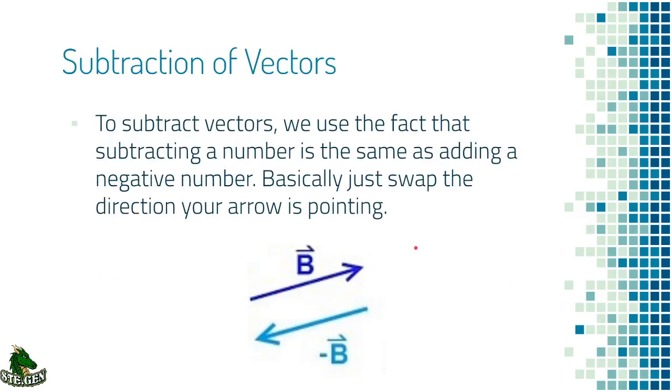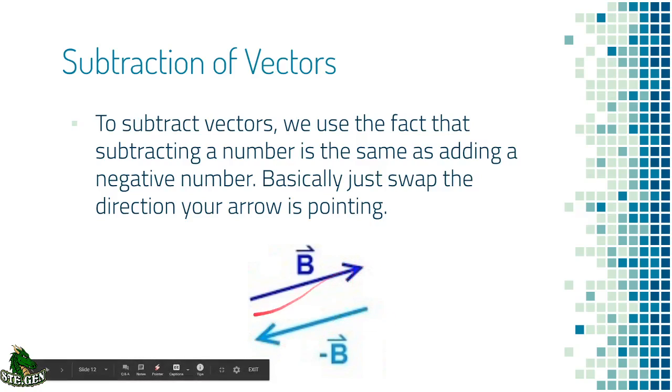Subtracting vectors doesn't really come up much in this class, but basically you just flip which way the arrow is pointing. So this vector would be representing B, and this would be representing negative B. It's the exact same distance. It's just pointing the opposite direction.